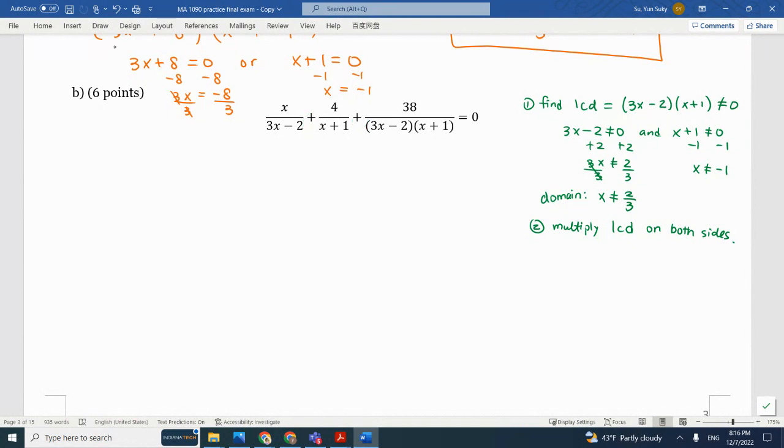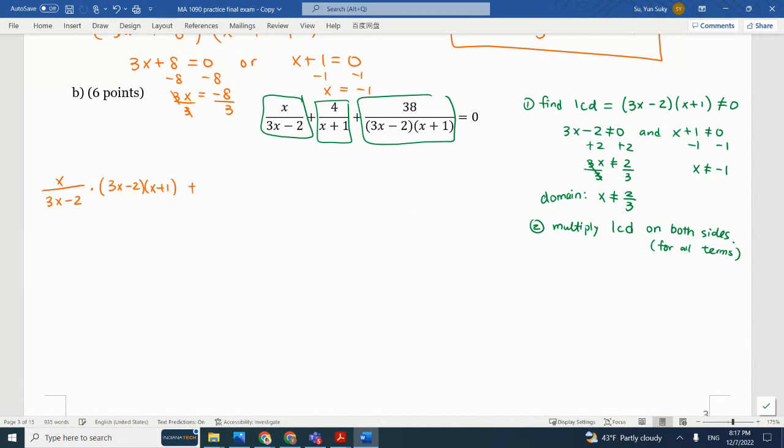Therefore, on the left hand side here we have 3 terms. All 3 terms, you need to multiply all 3 of them by the LCD. Okay, so yes, do it for all the terms. So therefore, the first term, x over 3x minus 2, multiplied by the least common denominator, 3x minus 2, x plus 1. That's the first term.